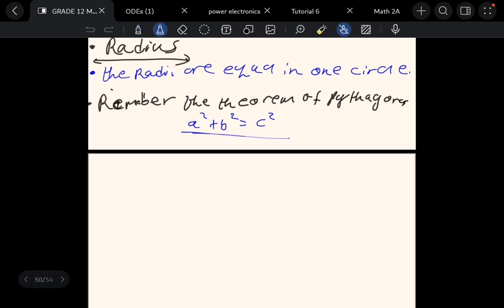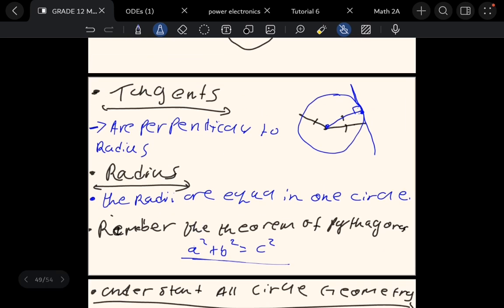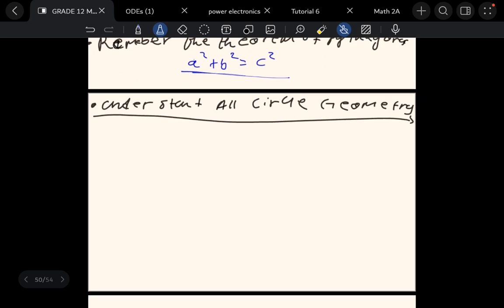And the last one. Understand all circle geometry. So you need to understand everything about Euclidean geometry, because one of the problems that you'll find here will include exactly a geometry question. So you need to understand how you can do that.